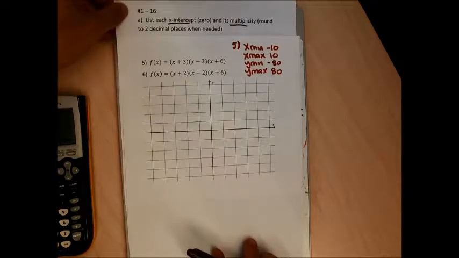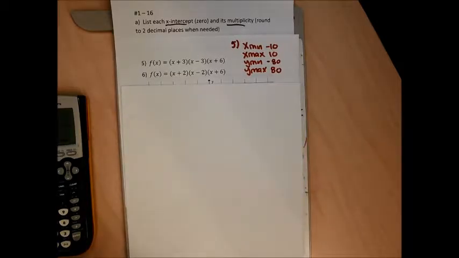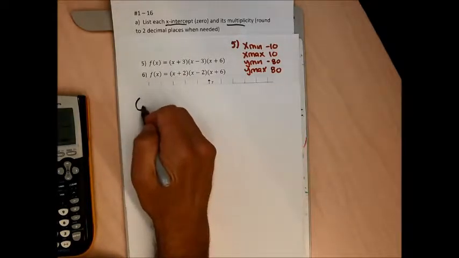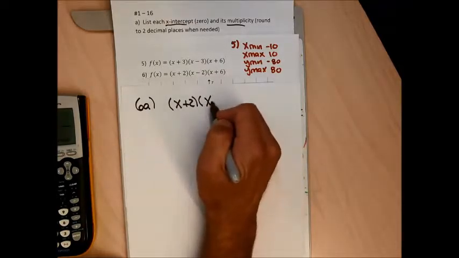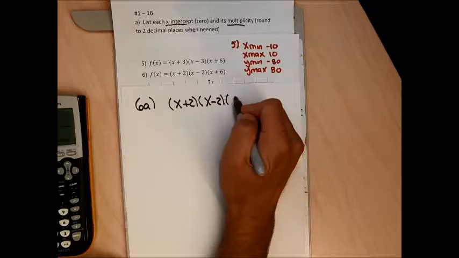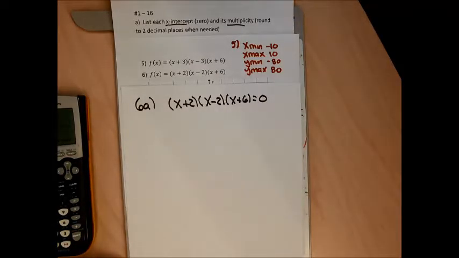So as I start number 6, the first thing I need to do is find the x-intercepts. Find the x-intercepts by just taking the function and setting it equal to 0. So for 6a, I'm going to take the function. Eventually, I need to speed up. So I'm finding the x-intercept by setting the factors equal to 0.